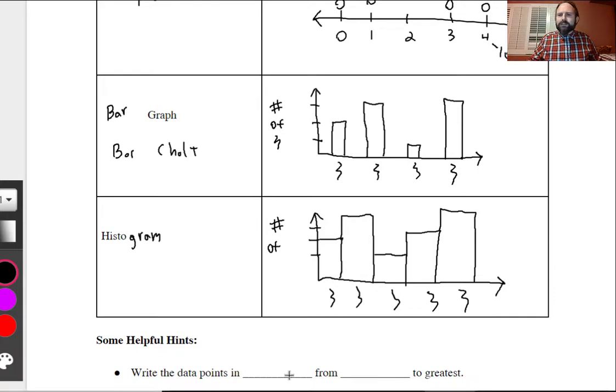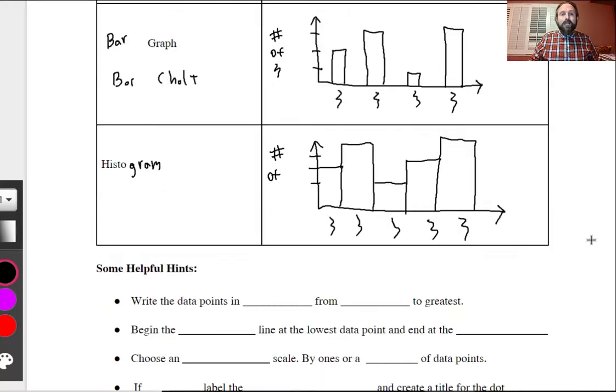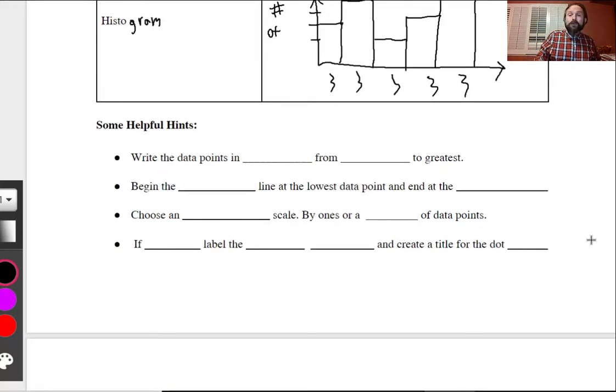All right, so let's jump into the box plot. Some helpful hints for the box plot. I should have labeled this a little bit better. So some helpful hints: we're going to write the data points in order from least to greatest. This is going to help us out. It's kind of like that median we did the other day. So we're going to begin the number line at the lowest data point, and we're going to end it at the greatest data point. So let's write that in. Greatest data point.